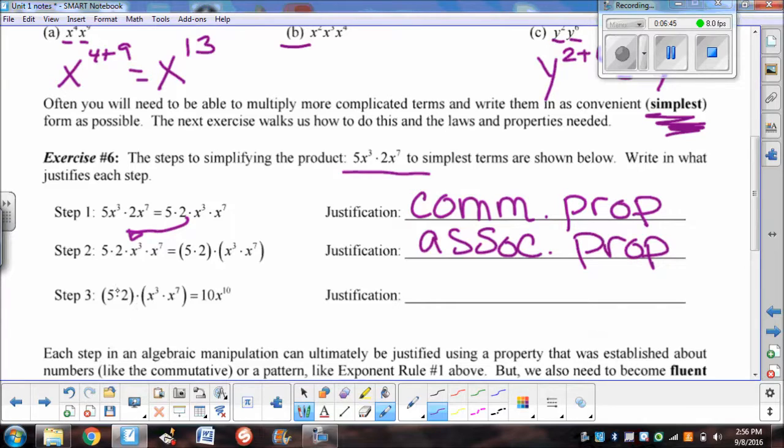And then this last one down here, remember this goes to here, so we haven't changed anything, but now how does the left side change to the right side? What's been changed? 5 times 2 has become 10. Okay, that's just multiplication. But now x to the 3rd times x to the 7th has become x to the 10th. Well, that is our exponent rule that we just learned up above.